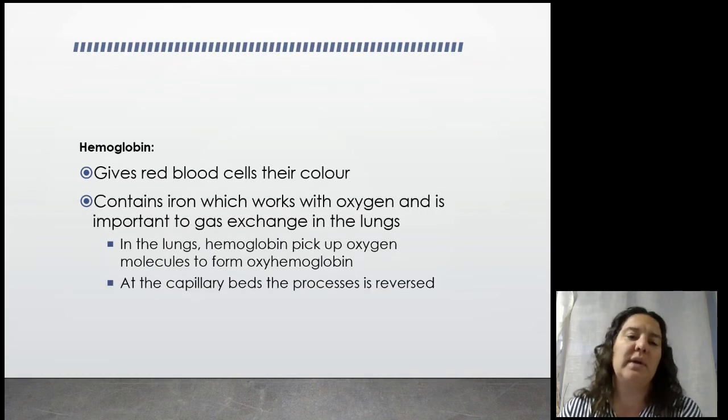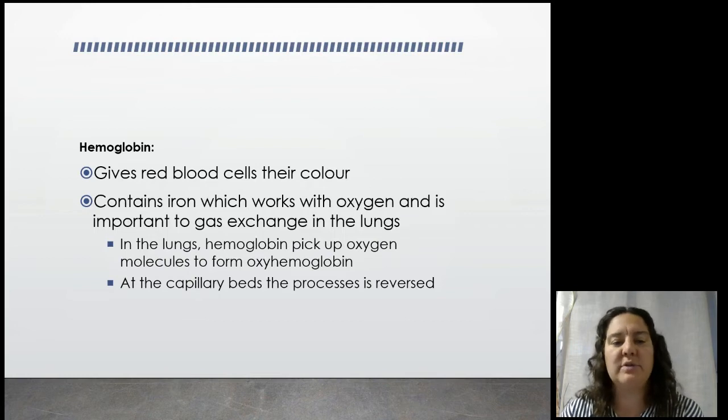So hemoglobin is what gives red blood cells their color because it contains iron, and then when it joins with oxygen, it turns that red color. And the hemoglobin molecules are what readily allow oxygen to join onto the red blood cells. And in the lungs, hemoglobin picks up oxygen molecules to form oxyhemoglobin and takes that to the cells of the body, where then the oxyhemoglobin gives up the oxygen to the body cells and removes carbon dioxide from the cells and brings it back to the lungs. And so this occurs in the capillary beds.